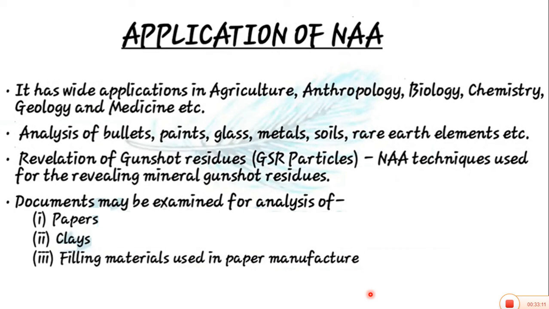Revealing gunshot residue in forensic sciences is also possible. Neutron activation analysis techniques are used for revealing mineral gunshot residues. Documents may be examined for analysis of paper, clay, and filling materials used in paper manufacturing. So dear students, these are some applications.